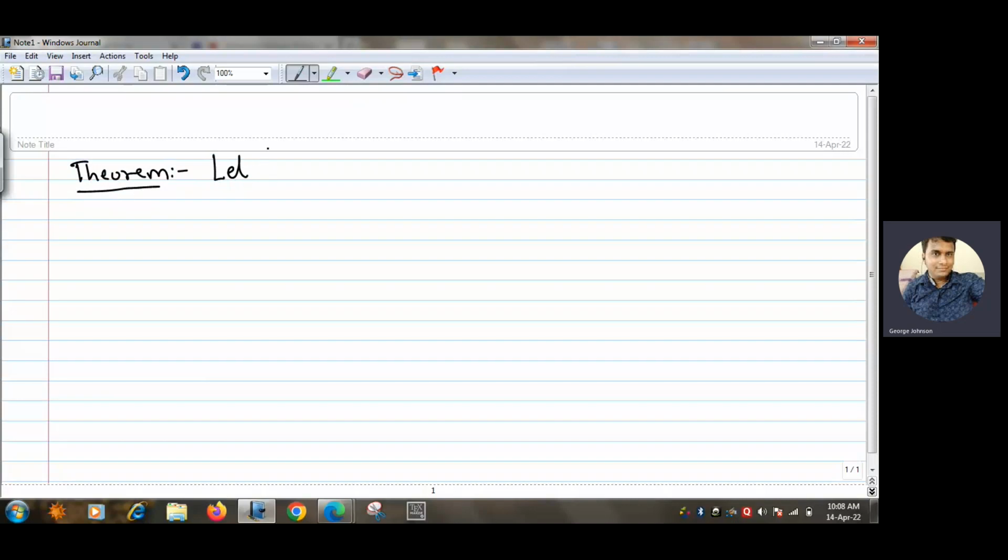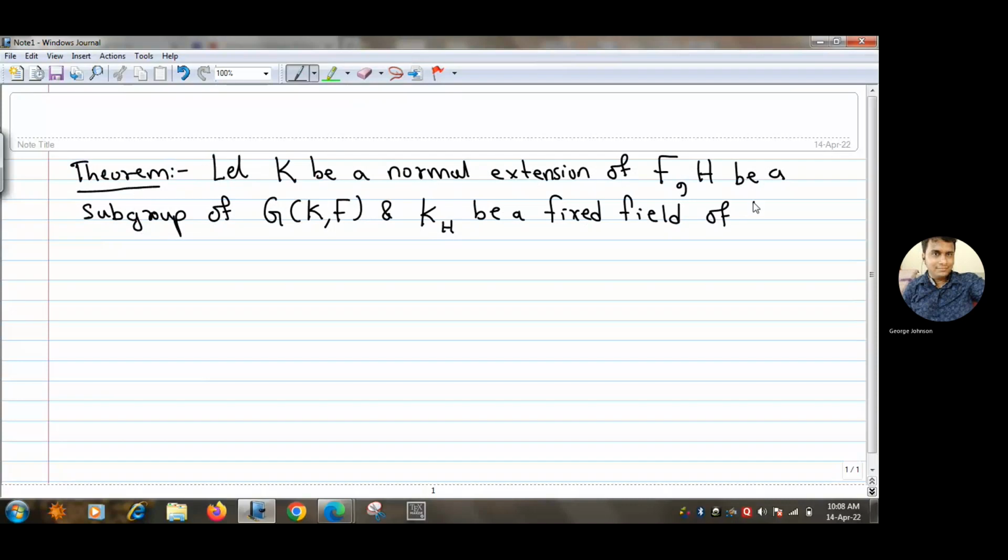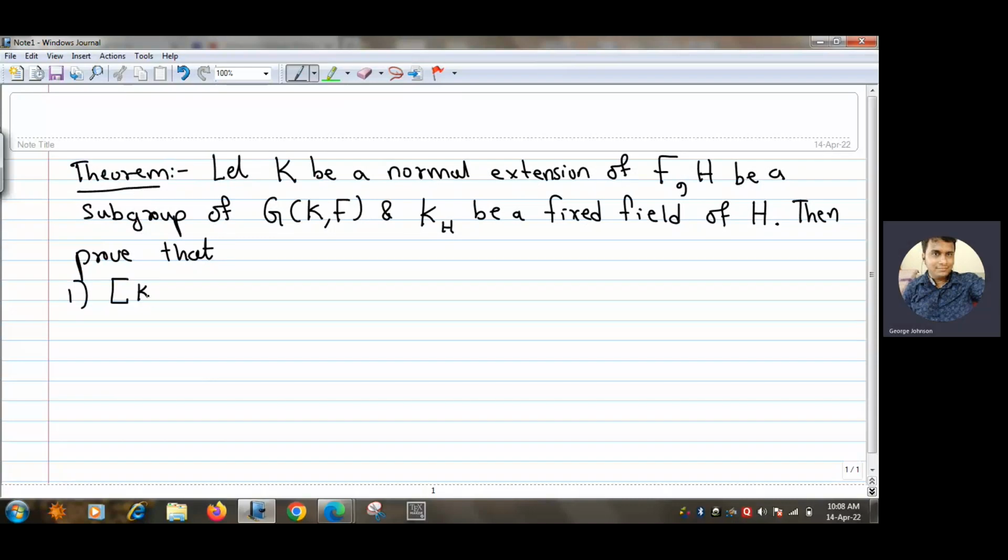Let K be a normal extension of F. Let H be a subgroup of G(K,F), and let K_H be the fixed field of H. Then we have to prove, first, that the dimension of K over K_H is the same as the order of H.